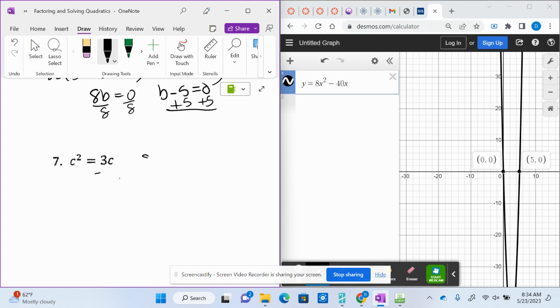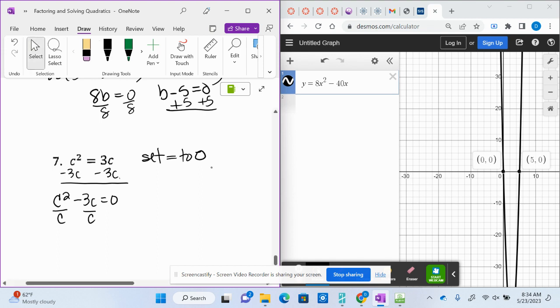I have to set it equal to 0. That's super important. So I'm going to subtract 3c from both sides. So c squared minus 3c equals 0. Then I can factor out c. So I have c times the quantity c minus 3 equals 0, which means that either c equals 0 or c minus 3 equals 0.